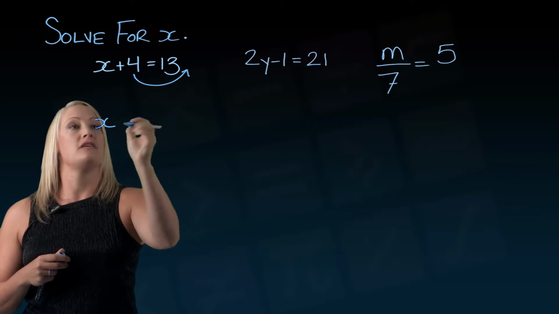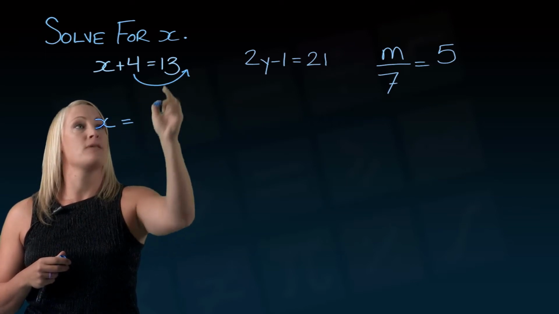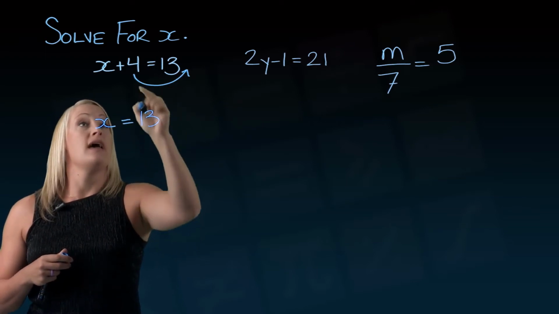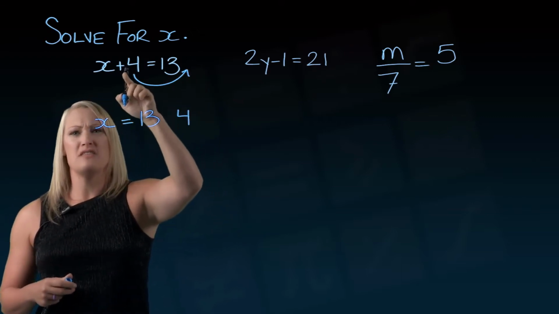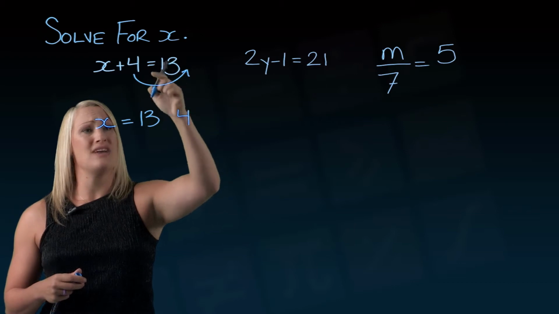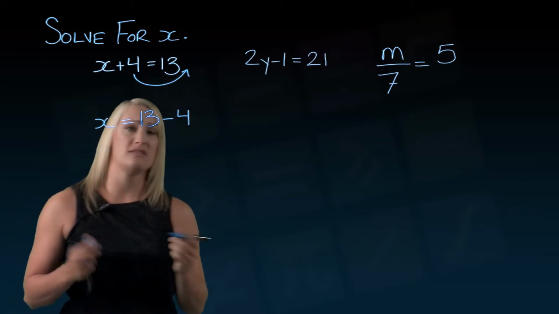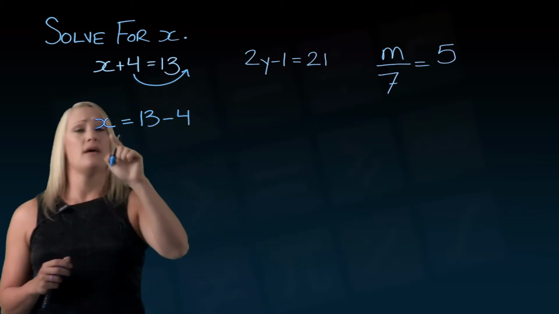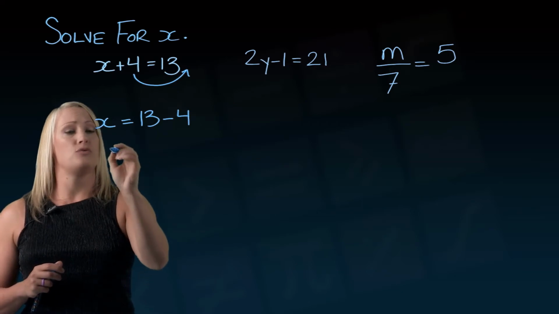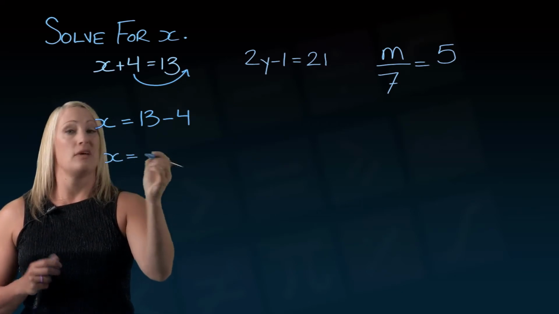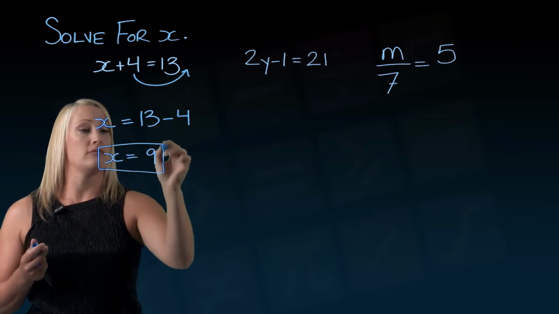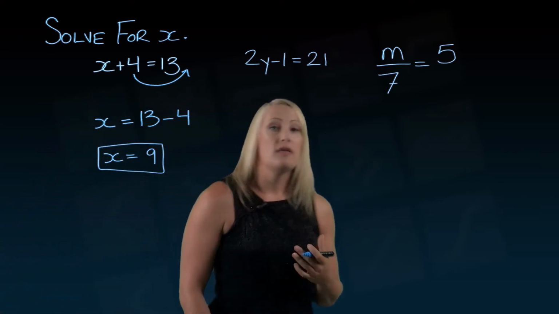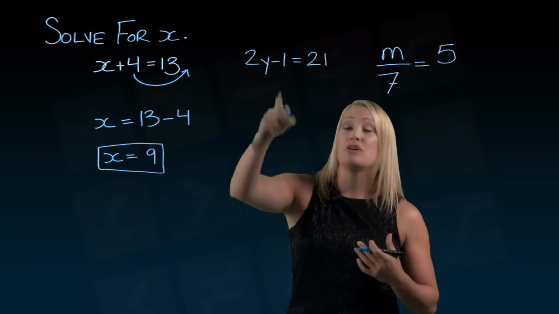So x stays on the left of the equal sign, 13 stays on the right, and this 4 is going to the other side. But since there's a plus sign there and we've crossed over an equal sign, we actually have to flip the sign. So now it's a negative sign. I've got x equals 13 subtract 4, and 13 subtract 4 is 9. So that's a pretty straightforward example. Let's take a look at another one.